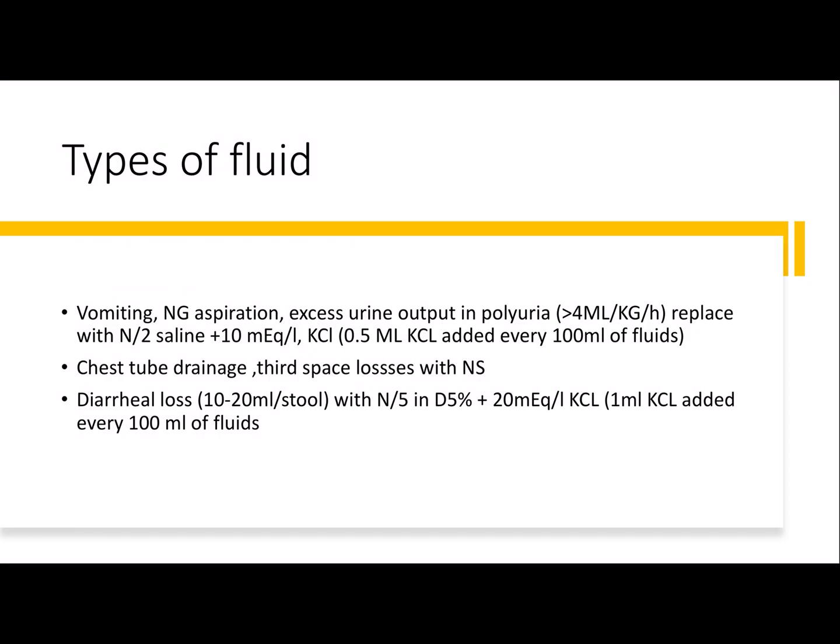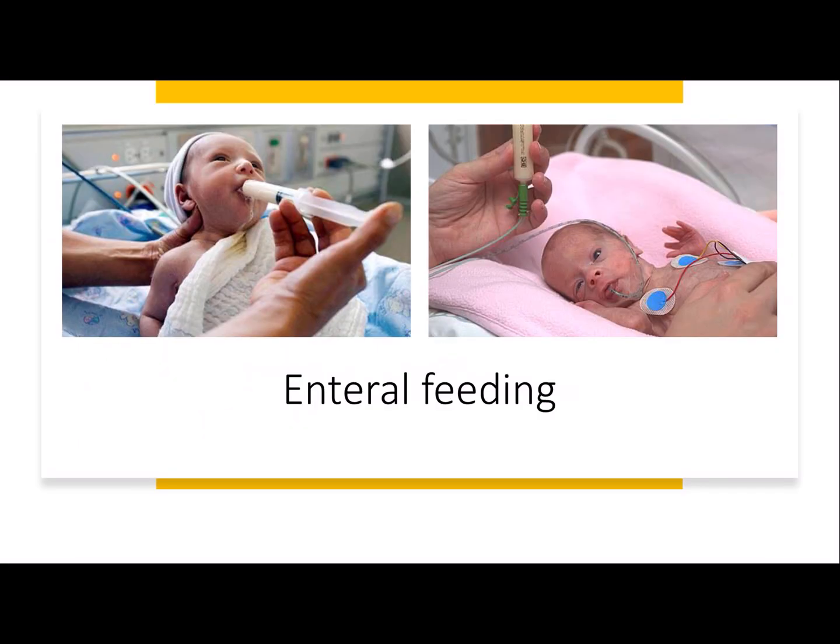And to balance the nutrition, we will provide the feed. We can give enteral feed. By enteral feed we can give breast feed to the baby, and we can use formula feed. In enteral feed we can express the breast milk and give it to the baby, and we can also use formula feed. So for a high risk baby we will use enteral feed.